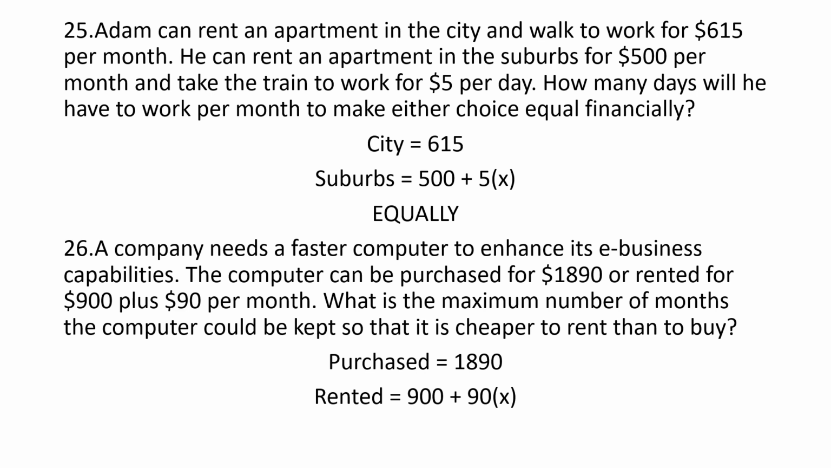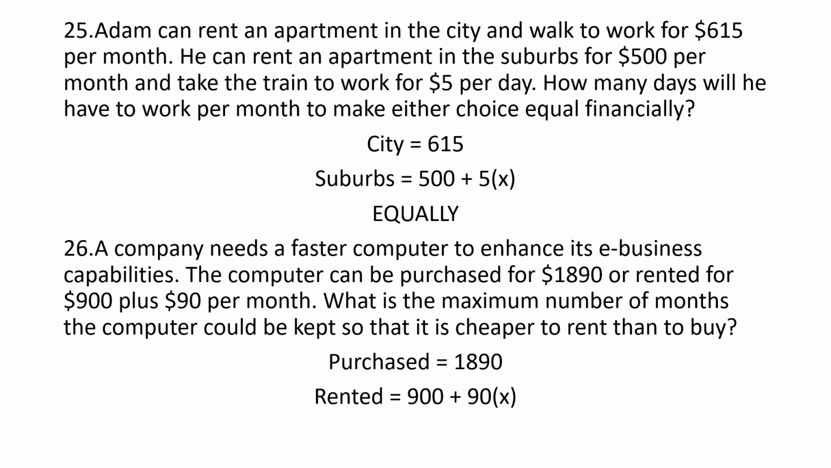We skipped 23 and 24, so let's look at 25 and 26. And I probably should have done these a piece at a time, but that's okay. So this says Adam can rent an apartment in the city and walk to work for $615 per month. So the city is going to equal $615. He can rent an apartment in the suburbs for $500 per month and take the train to work for $5 per day. So the suburbs is going to be 500 plus 5 times x. And the reason I have that times x there is because I don't know how many days he's going to have to travel. I'm going to call it x.